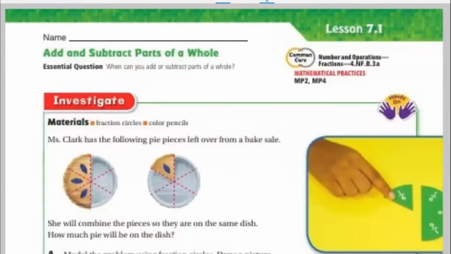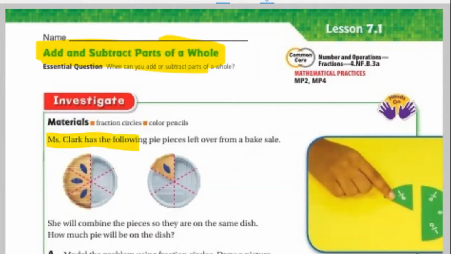Okay, our lesson is lesson 7.1. Today's lesson is about adding and subtracting parts of a whole. What is the meaning of parts of a whole? It means fractions, okay? Parts of a whole means fractions. So we're going to take parts of a whole to write fractions. To get the meaning of adding and subtracting parts of a whole, let's take this example.